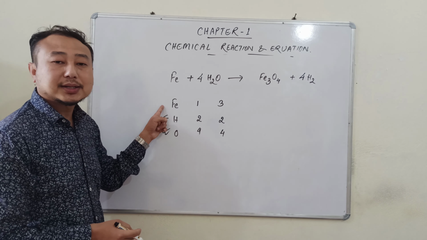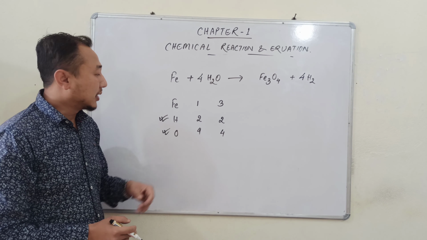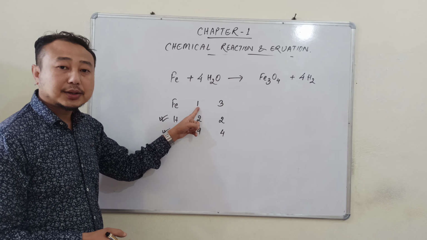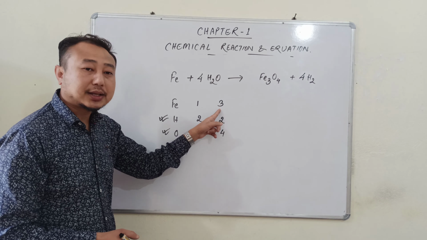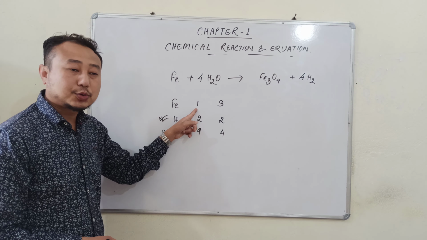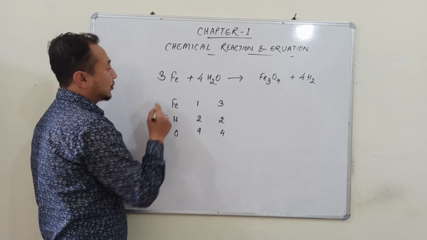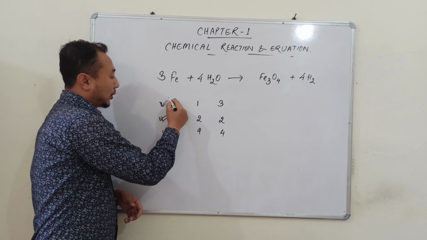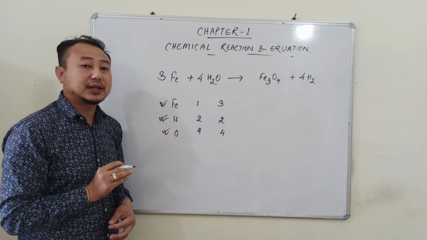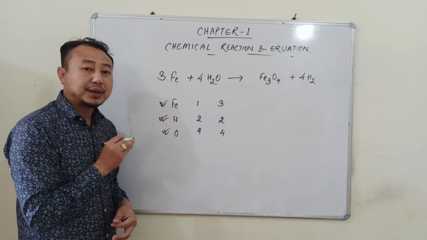Now the only element that is left to balance is iron. Iron, on the reactant side, only 1 atom is present. On the product side, 3 atoms are present. So in order to make this number of atoms of iron on the reactant side 3, I am going to put here 3. So after balancing, you have to again count the number of atoms of every element, whether they are the same on the reactant and the product side or not.